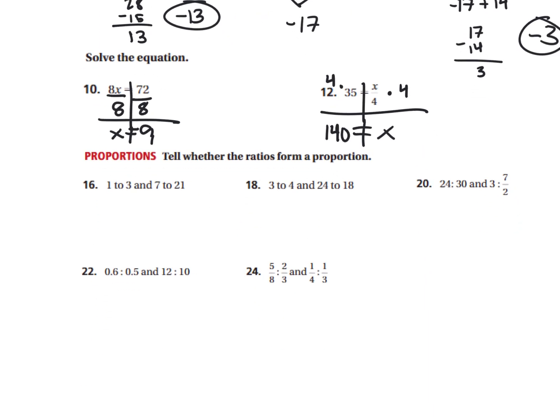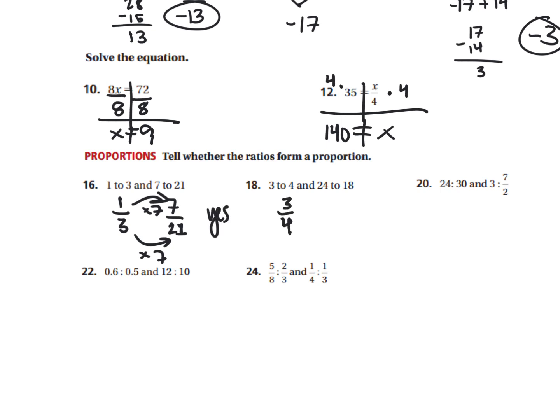All right, the next 5 here, we're telling if these ratios form a proportion. Remember, there's a couple different methods we can choose. Just depends on which one you like more. So I'm going to set both of these up as ratios. All right, 1 to 3, and then 7 to 21. For me, I look at this. This is clearly times 7. Up top is also times 7. Since those two match, we would say that this is a yes.